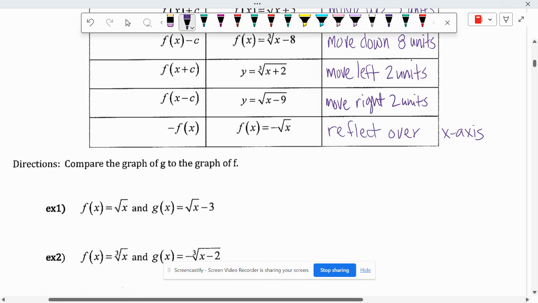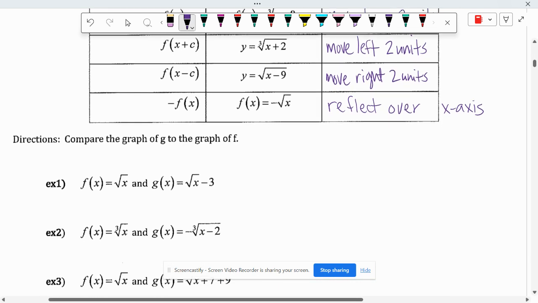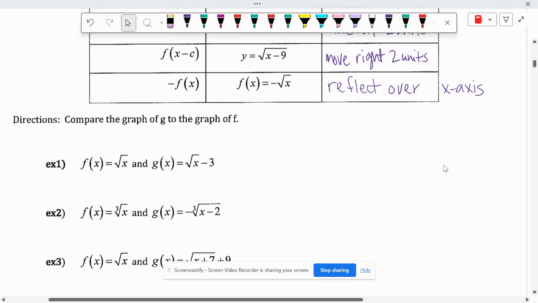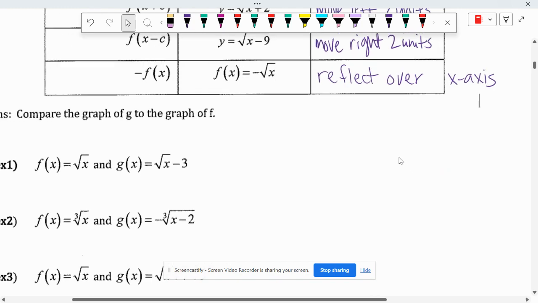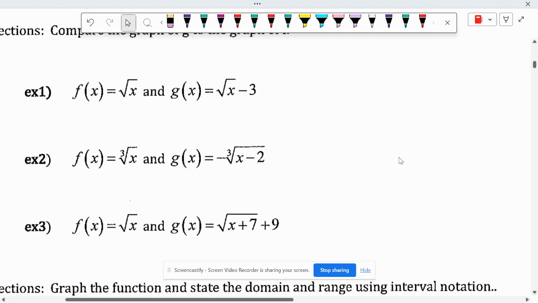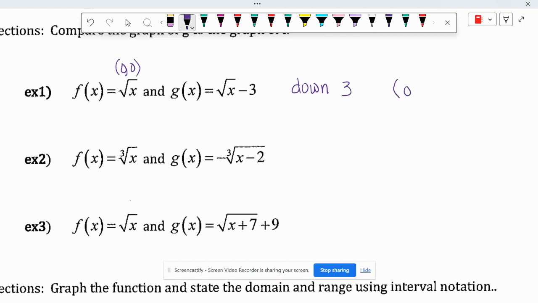So we're just going to look at the parent functions of a square root and a cube root, and we're going to talk about how they move, okay? So the parent function of a square root starts at 0, 0. This starts at 0, 0, right? When I tell it to minus 3, what happens to that? Where does it get moved? Up, down, left, right? It gets moved down 3. So I'm actually going to start at the ordered pair 0, negative 3. Because my whole function gets moved down 3.